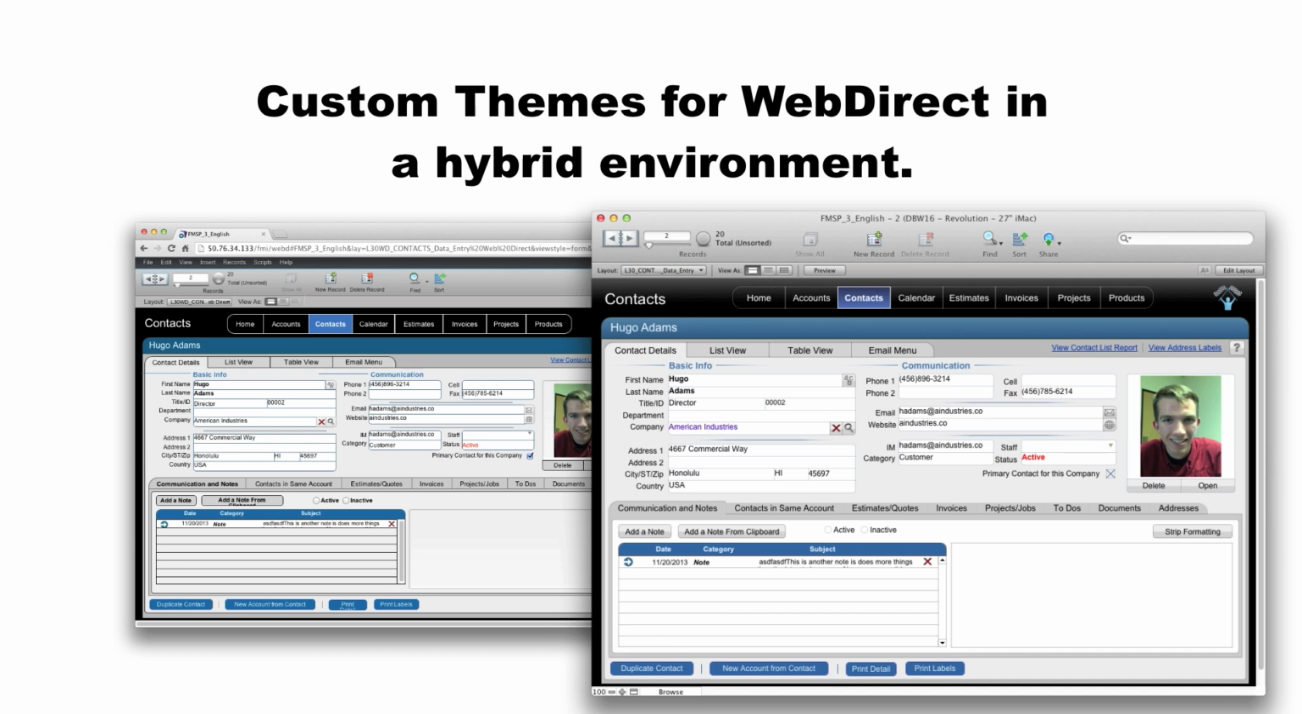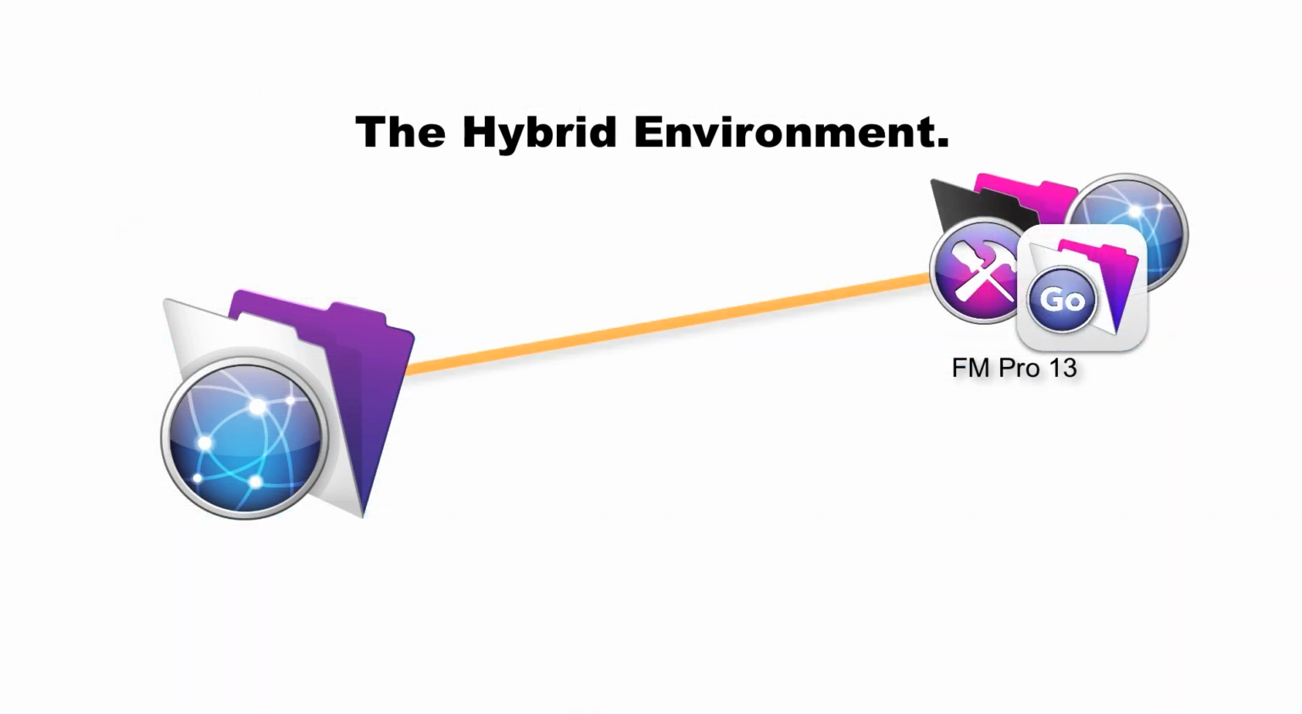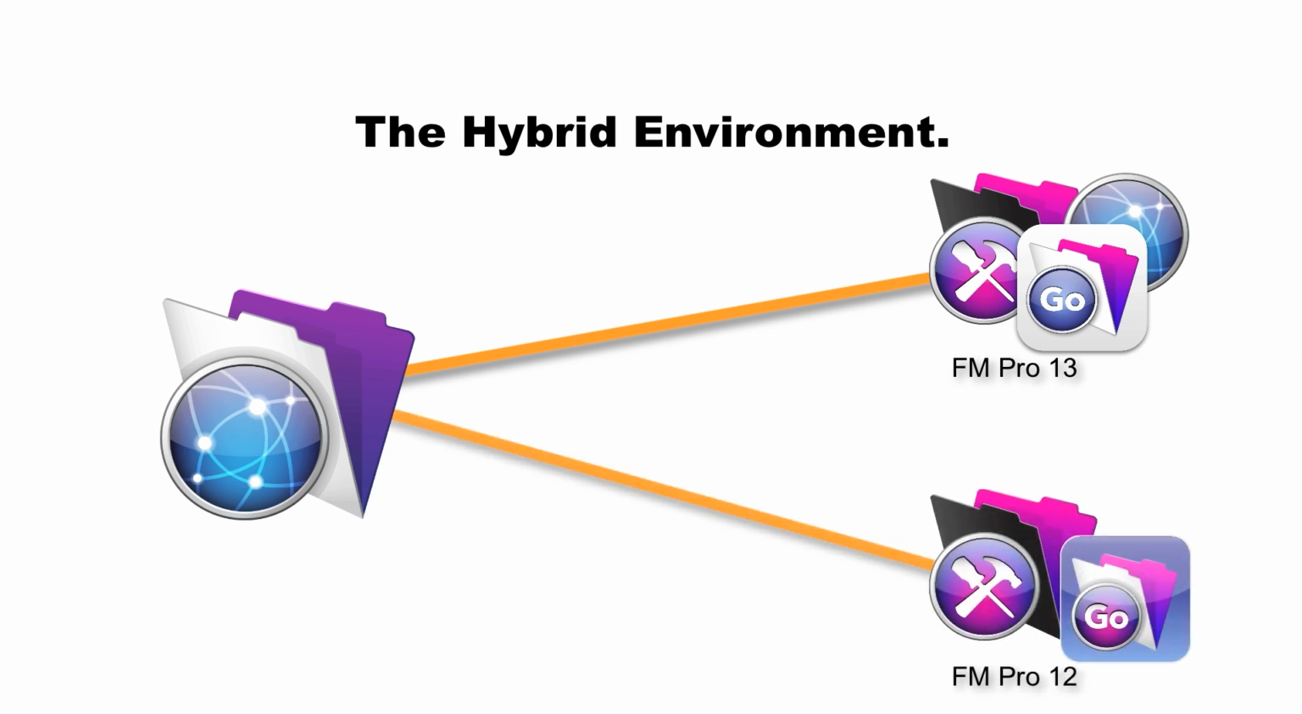I want to take a quick moment and address the issue of having a custom style and shared styles on a layout that are optimized for WebDirect while using a solution in a hybrid environment. What I mean by this is an environment where some users are using FileMaker Pro 13 and some users are using FileMaker 12 products. Now, of course, strictly speaking, FileMaker 12 and FileMaker 13 share the same file format. So FileMaker 12 can open FileMaker 13 files, and FileMaker 13 can open FileMaker 12 files. And they can actually open the same files on the FileMaker server at the same time.